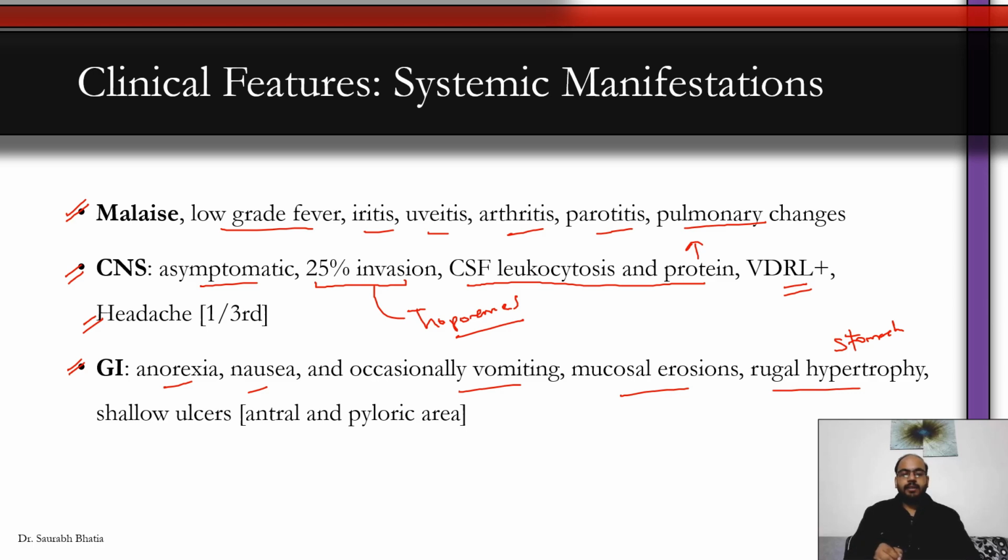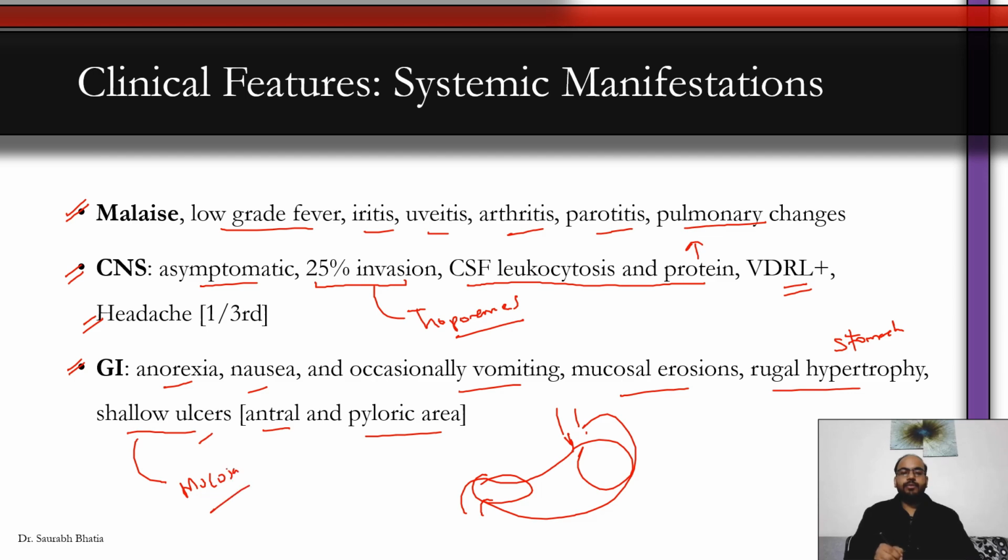In fact, the stomach, specifically the antral and the pyloric area, can show shallow ulcers. And remember, shallow ulcers are mostly seen on mucosa. So the gastric mucosa can be inflamed and red, showing shallow ulcers.